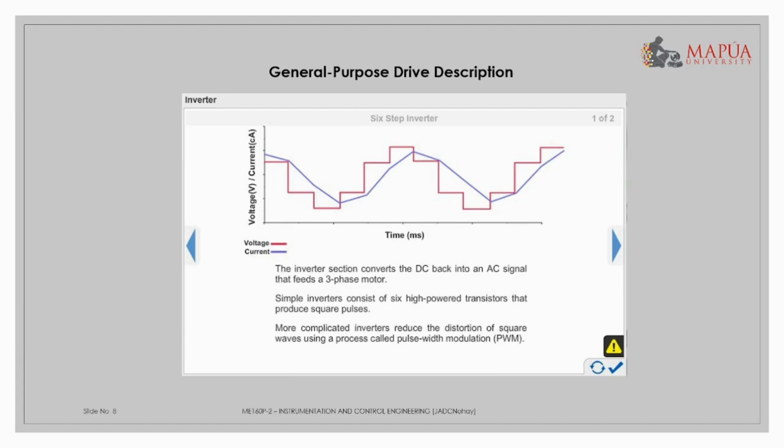The inverter section converts the DC back into an AC signal that feeds a three-phase motor. Simple inverters consist of six high-powered transistors that produce square pulses. More complicated inverters reduce the distortion of square waves using a process called pulse width modulation, or PWM.